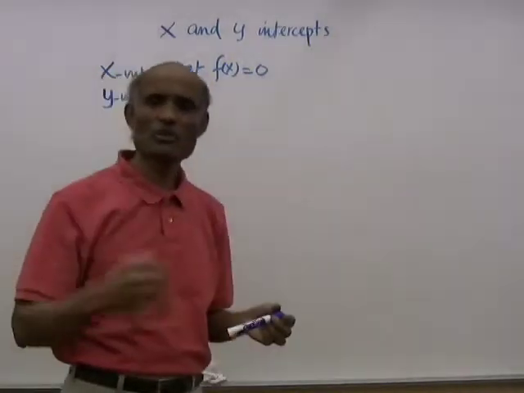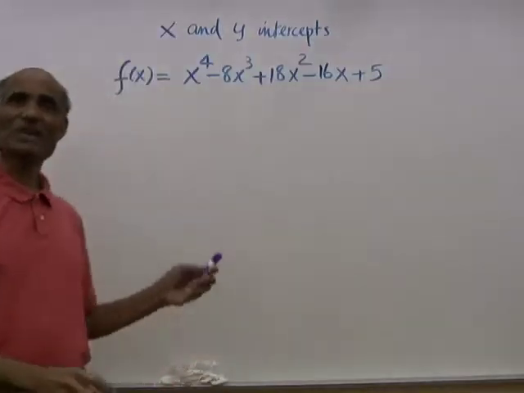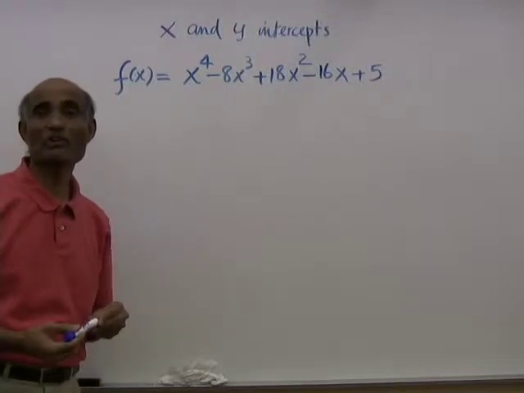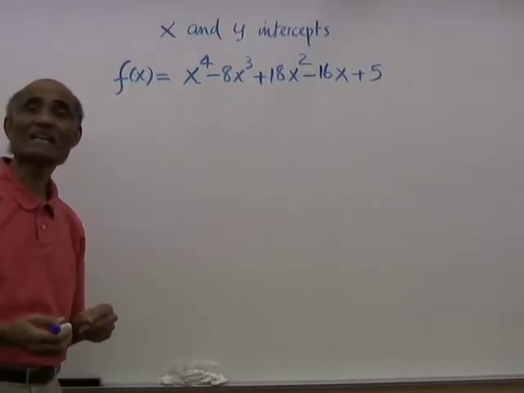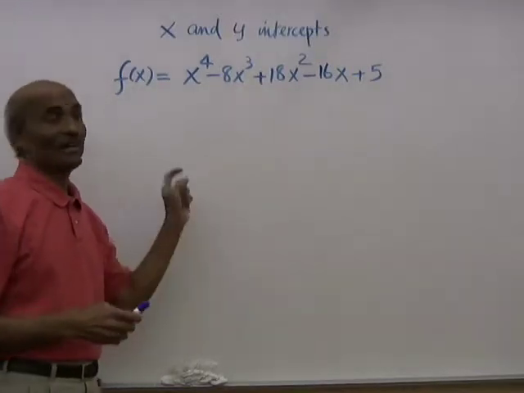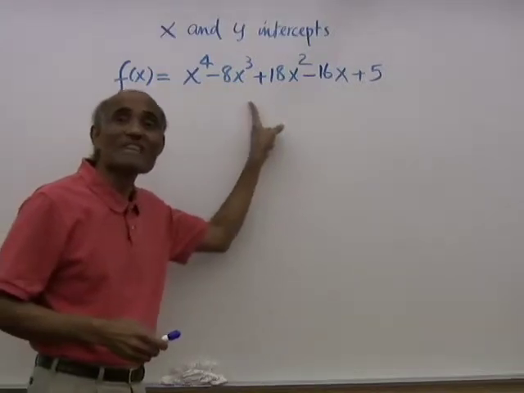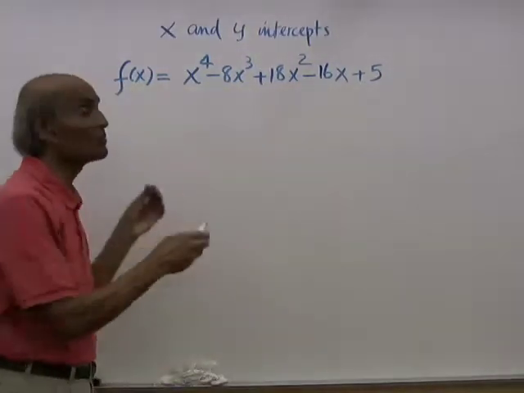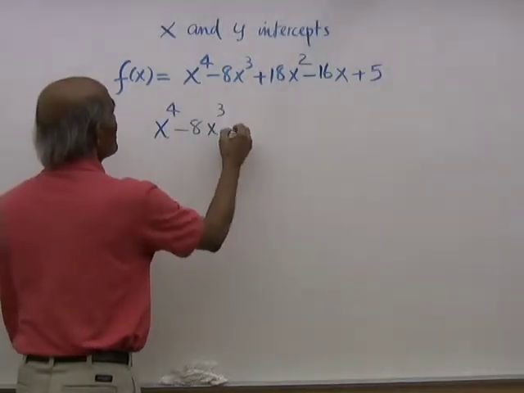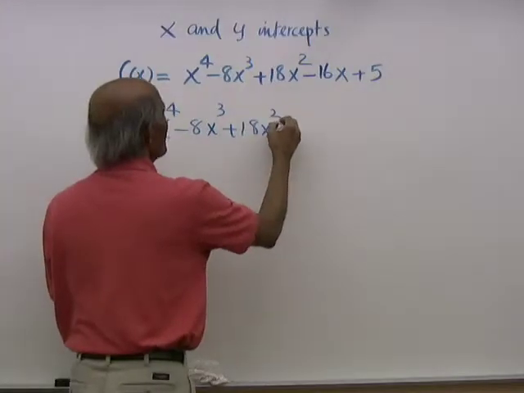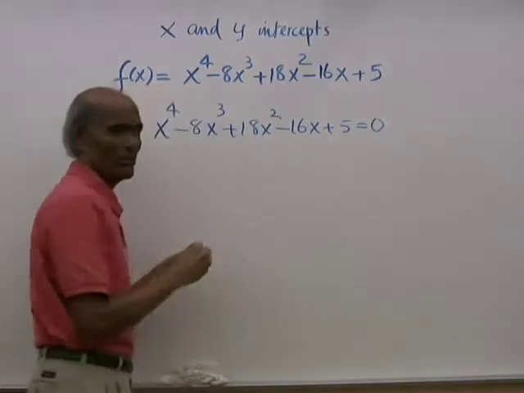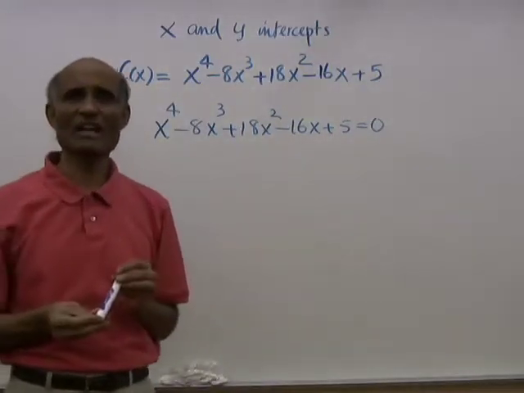Alright, let's practice this with a couple of examples. Let's look at a function like this. f of x equal to x to the power of 4 minus 8x cubed plus 18x squared minus 16x plus 5. And to find the x-intercept, we should take this function and set it equal to 0. x to the power of 4 minus 8x cubed plus 18x squared minus 16x plus 5 equal to 0. Is it easy to solve an equation like this?